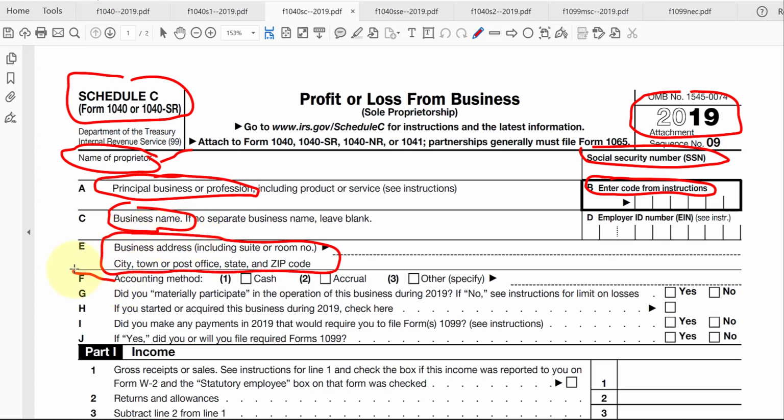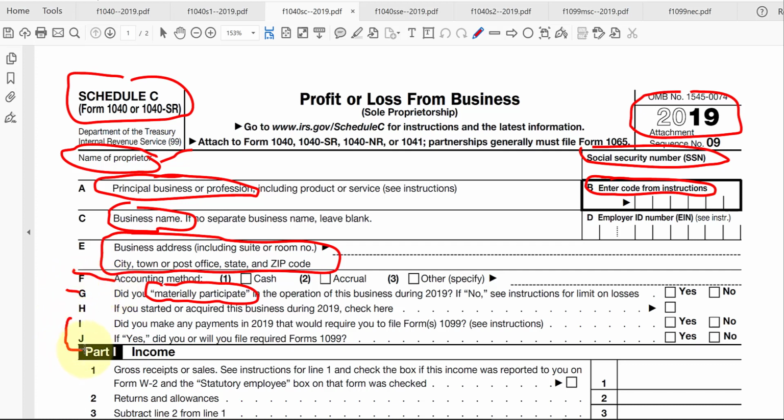The business address in line E possibly could be the same address where the taxpayer lives. Accounting method is a topic we'll see in our chapter 6. Here's a question the form is asking: whether our taxpayer owner materially participates in the business. The reason for asking this question is that if there is a loss suffered by this business, the loss may not necessarily be deductible. We're going to learn probably in a future chapter there are limitations to deducting losses called passive loss rules and at-risk rules. So that's what this question is addressing.